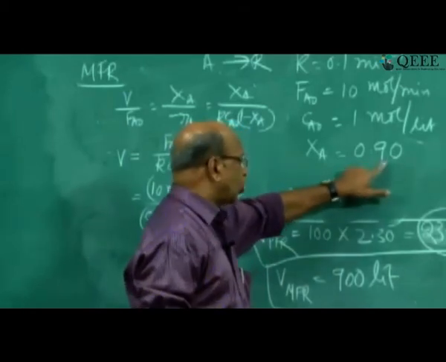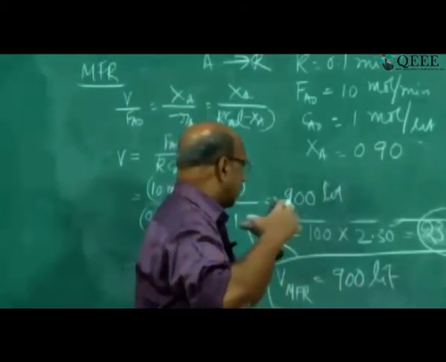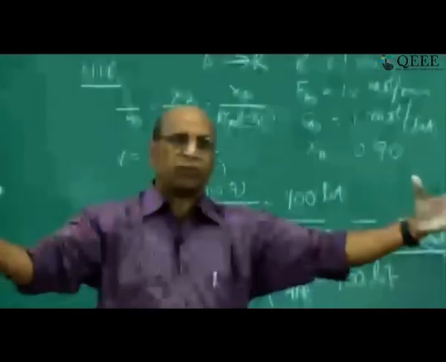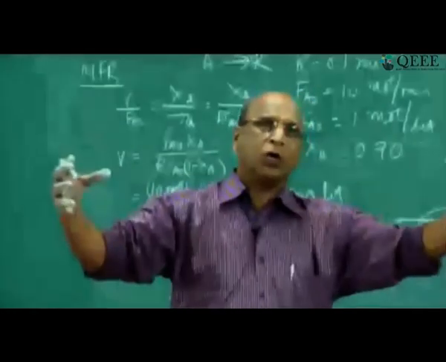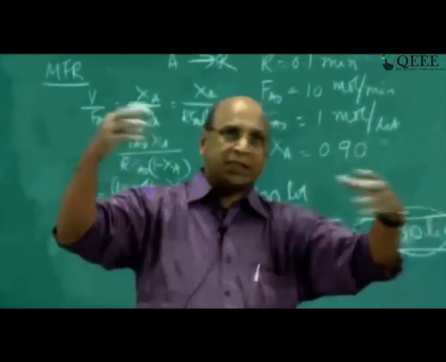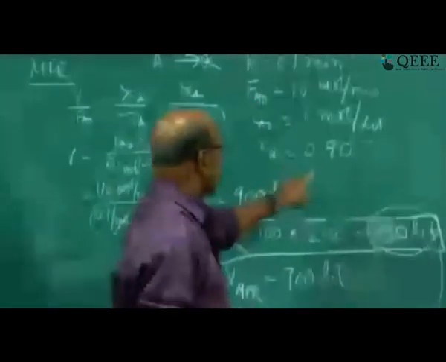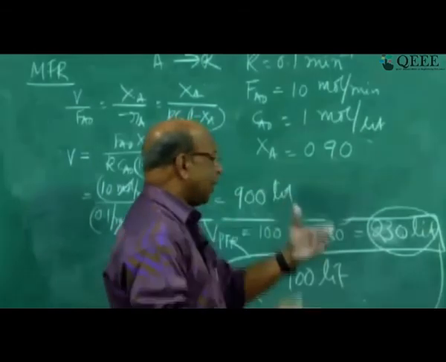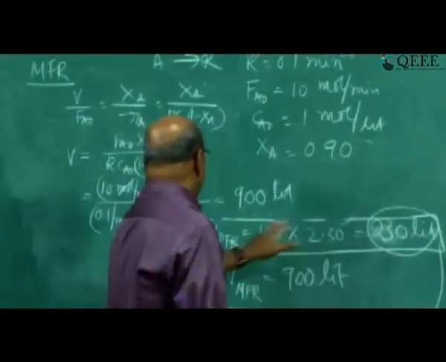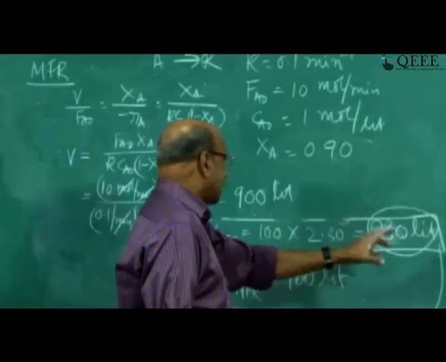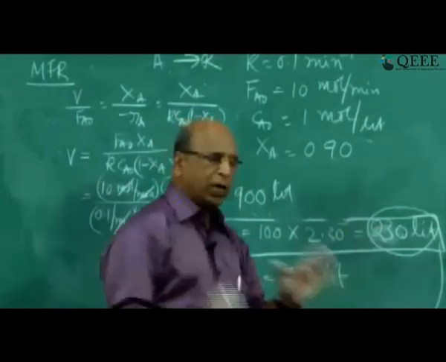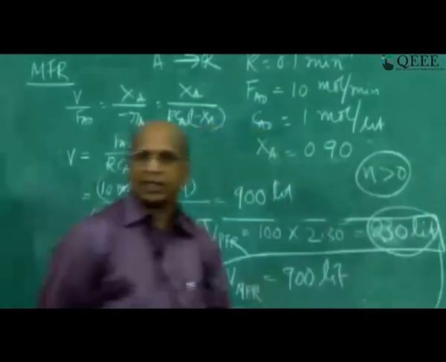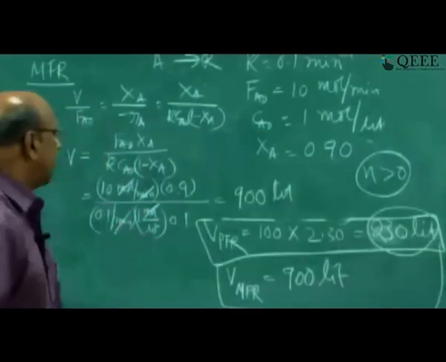Conversion is fixed. So to make these particles react for more time, you should provide more volume. When you provide more volume, most of the particles may stay and then give this kind of conversion. So that is why, for a given conversion, mixed flow always requires a larger volume when compared to plug flow if the order n is greater than 0. So that is very important for us.